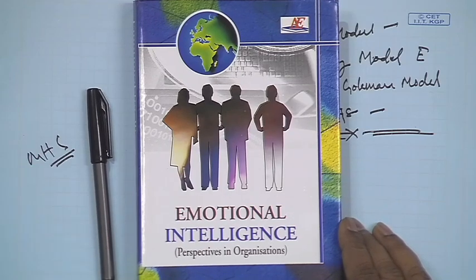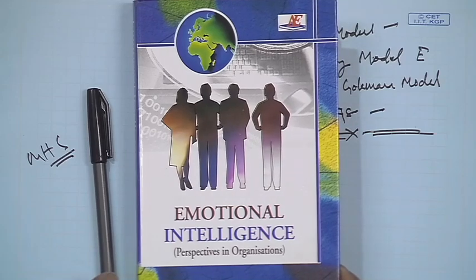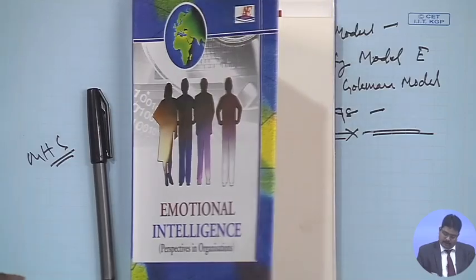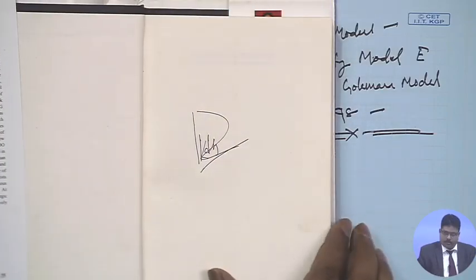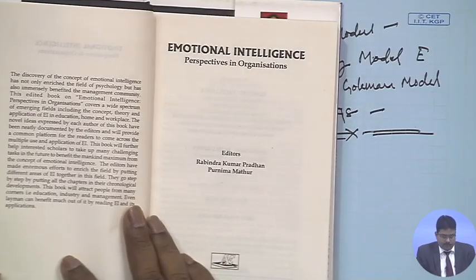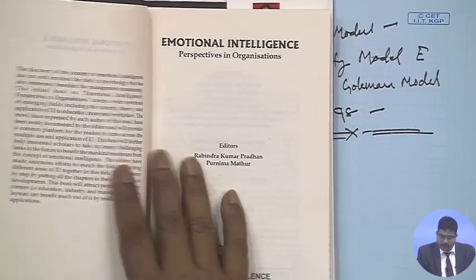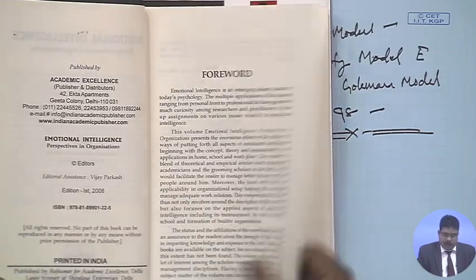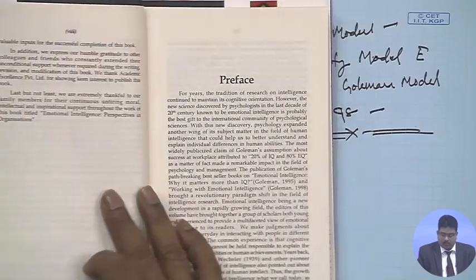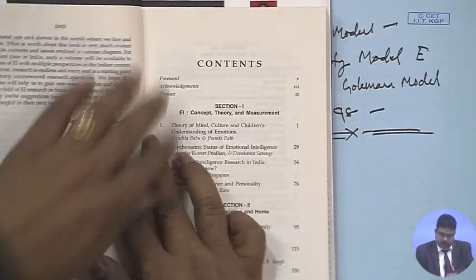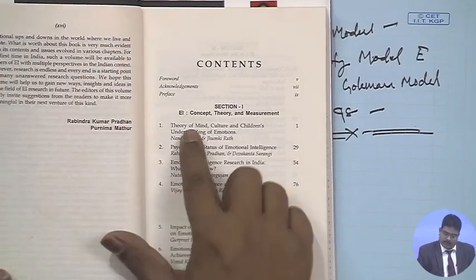This was first edited by Dr. Ravindra Kumar Pradhan, myself, and Professor Punya Mathuru, one of the very well known psychologists in India, retired from IIT Delhi from the Department of Humanities and Social Science. In fact, this is a very unique and original book, in that it documents a large number of research works pertaining to 3 important domains.